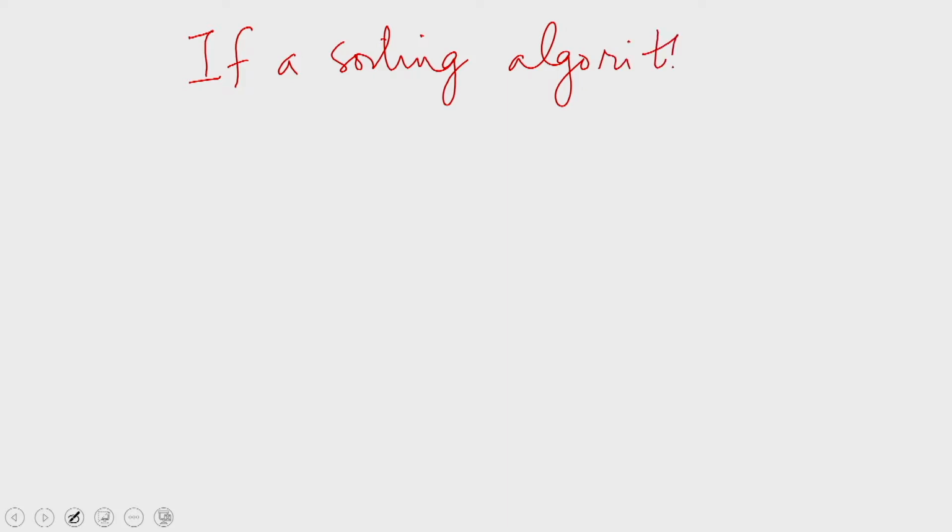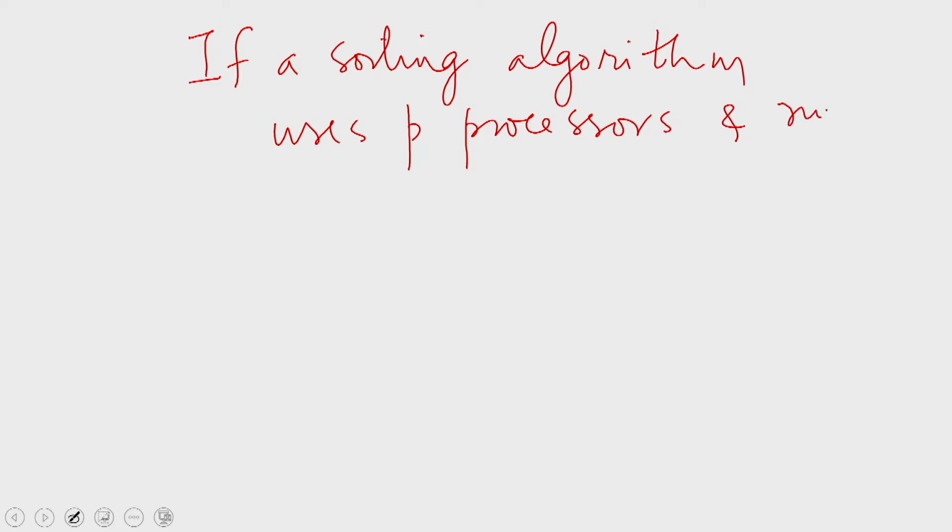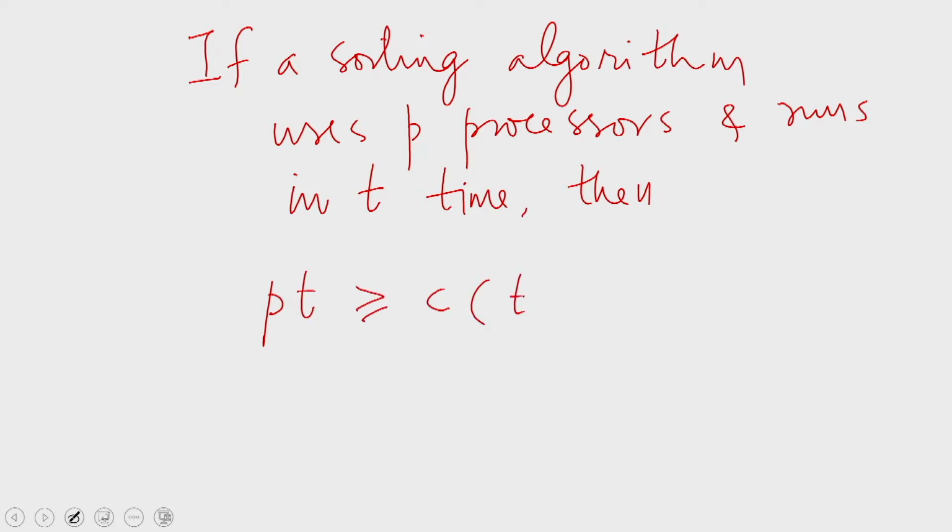In other words, if a sorting algorithm uses p processors and runs in t time, then the cost of the algorithm pt is greater than or equal to Ct of n, which is the smallest number of comparisons the algorithm has to perform if it has to run in t steps and yet sort n elements. So, pt is greater than or equal to Ct of n.